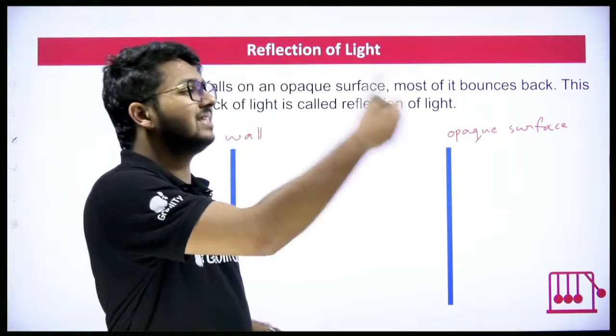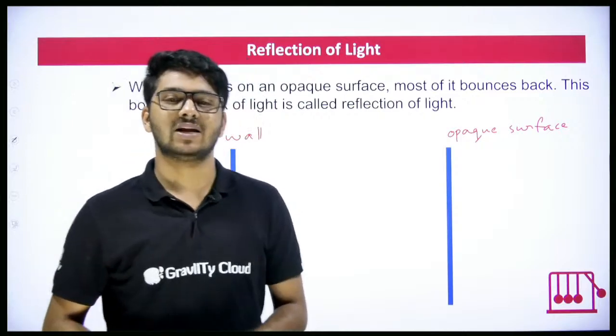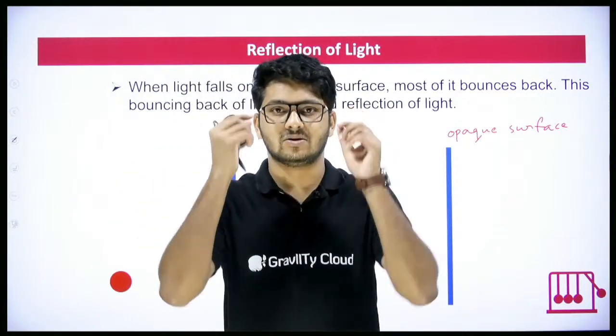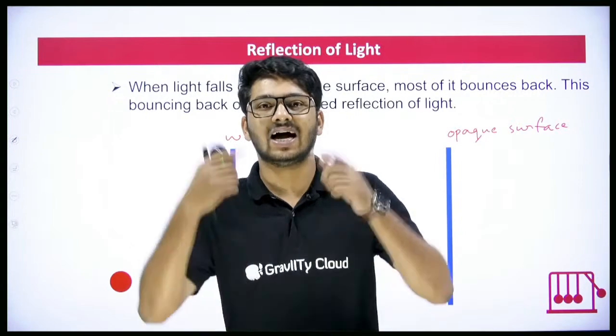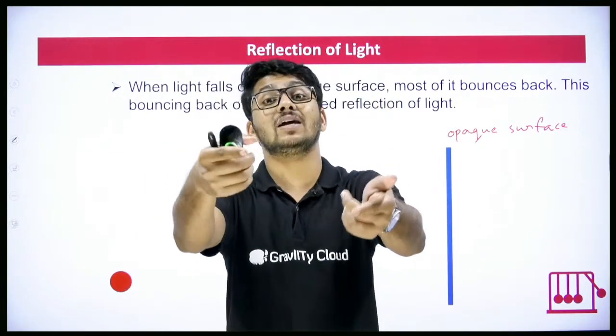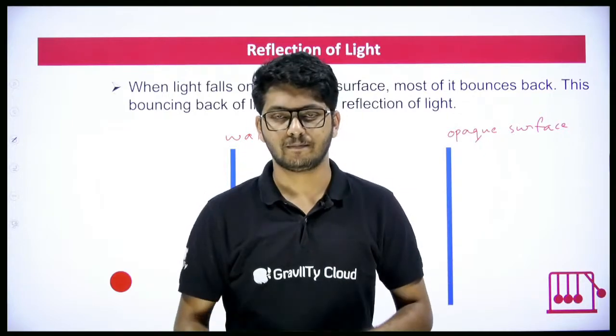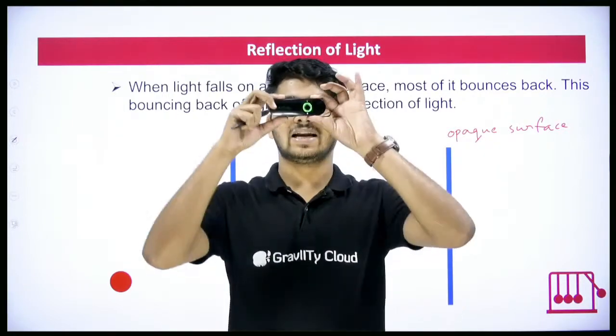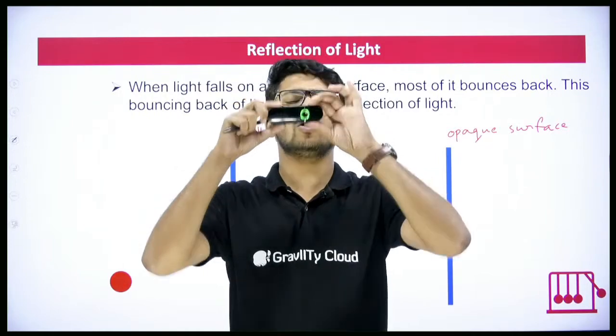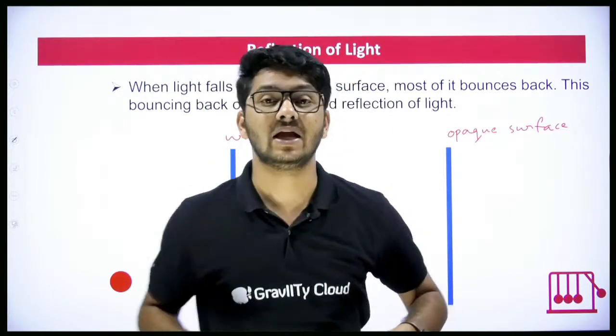We cannot see through opaque objects. For example, the lens of my specs, I can see through them. That means light can pass through them. They are transparent. But can I see through this remote? I cannot. So this remote is opaque.